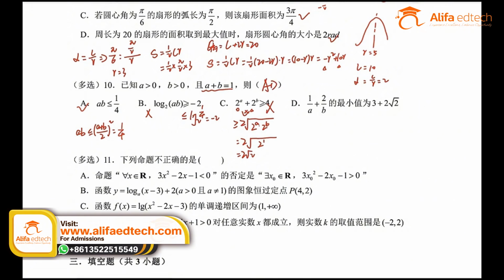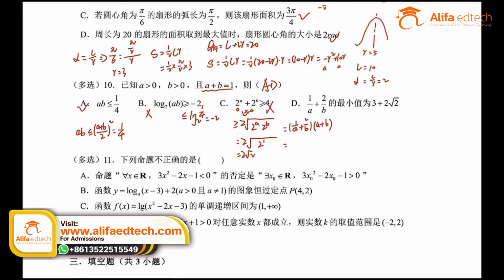What is the minimum value of 1 over a plus 2 over B? Well, there are many methods. Let's just multiply them. I'll demonstrate it again. 1 over a plus 2 over B, what do we multiply it by? We multiply it by a plus B. Since we're multiplying by 1, we can ignore it.